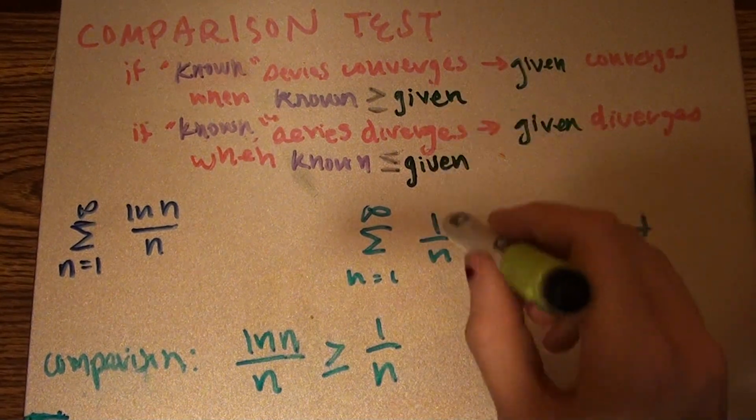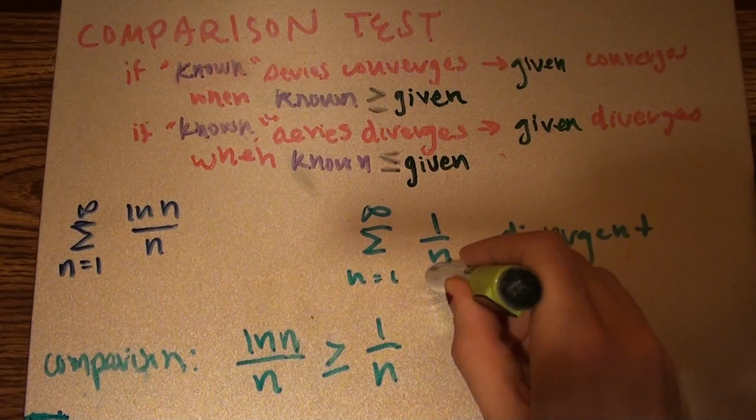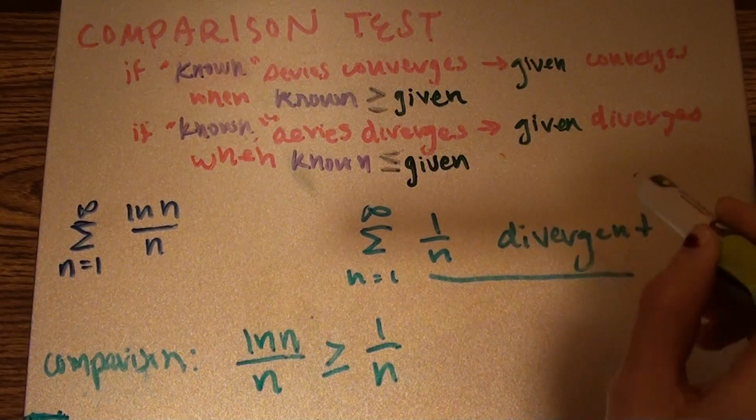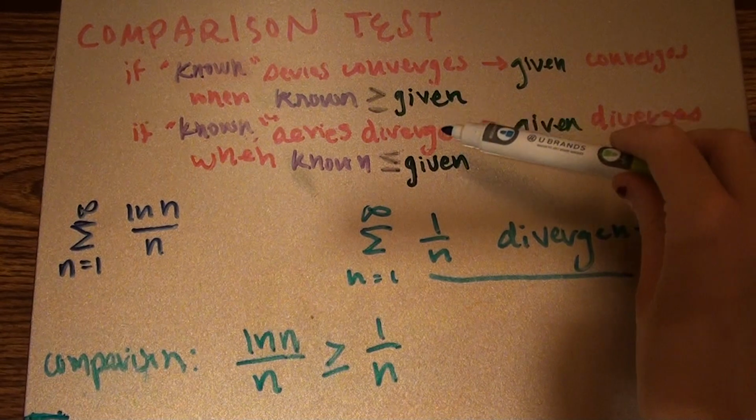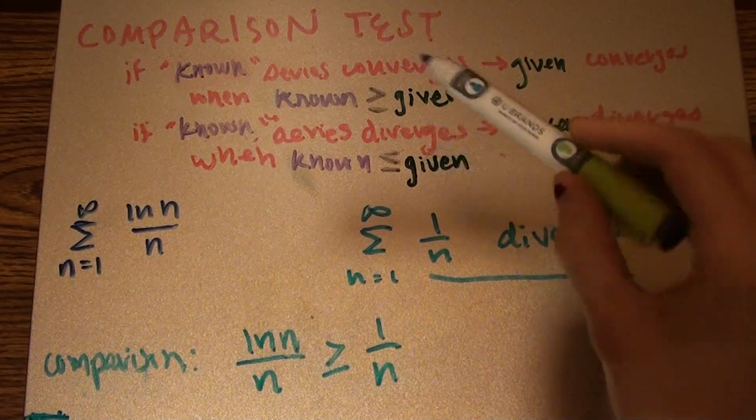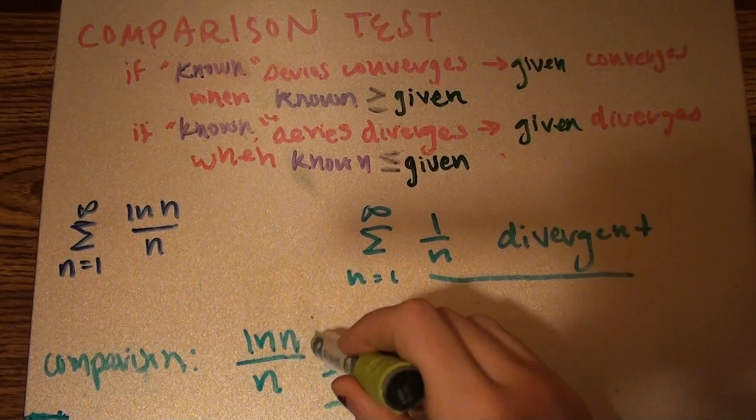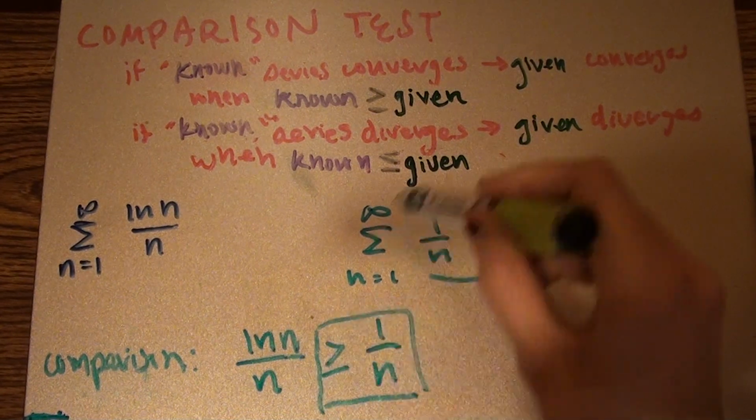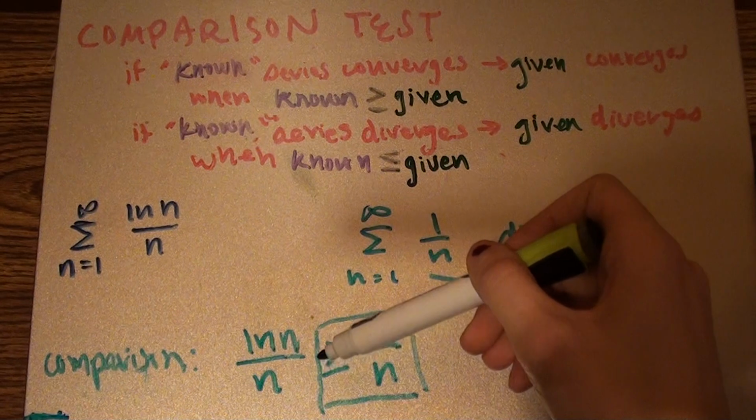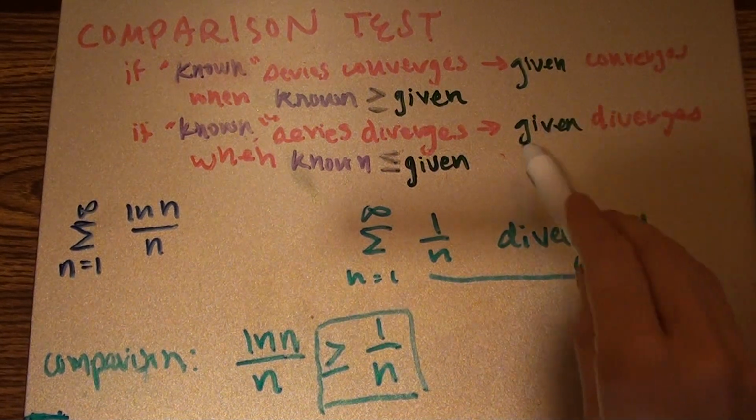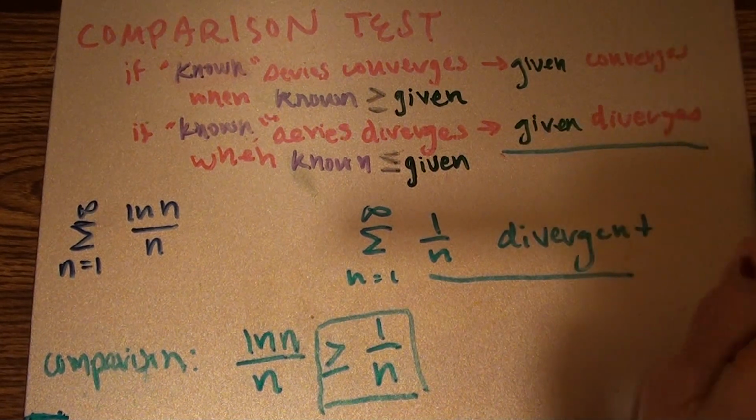So what does this mean? We know that our famous series diverges, right? So our famous series is divergent. And since we know that our famous series, our harmonic series, is less than our given series, we know that our given series now is divergent.